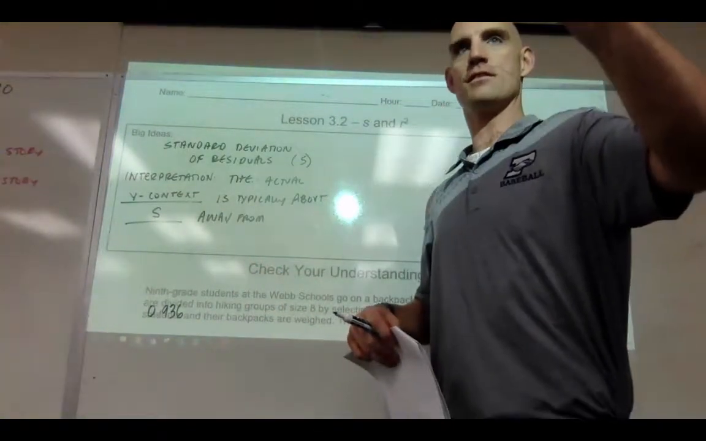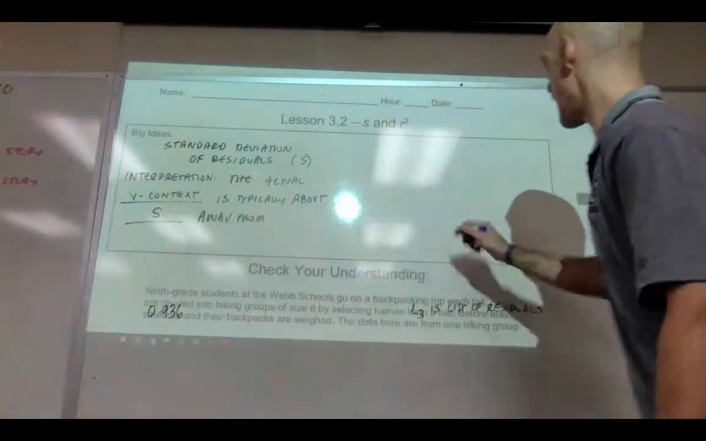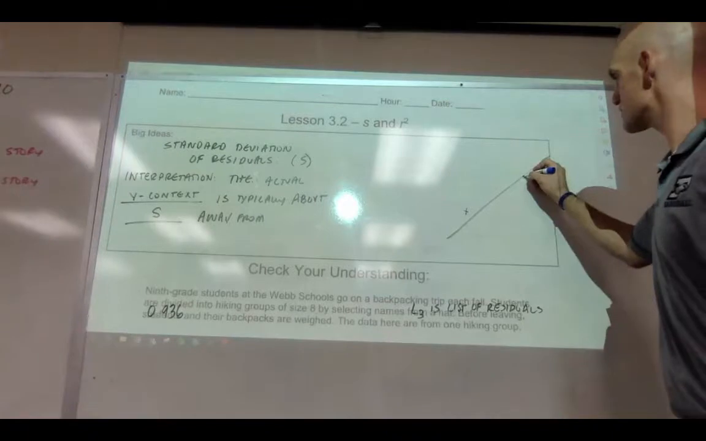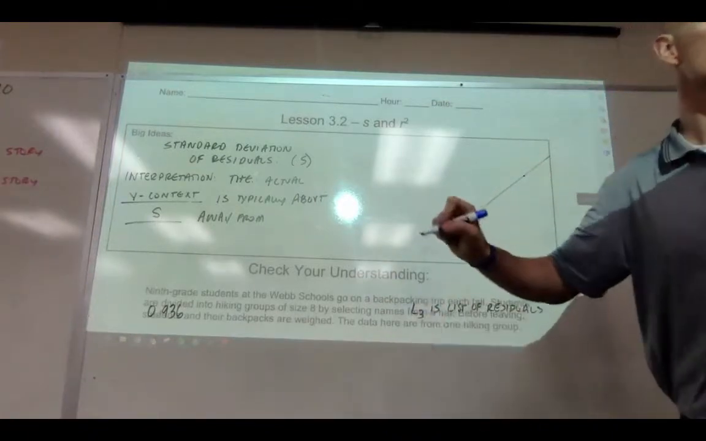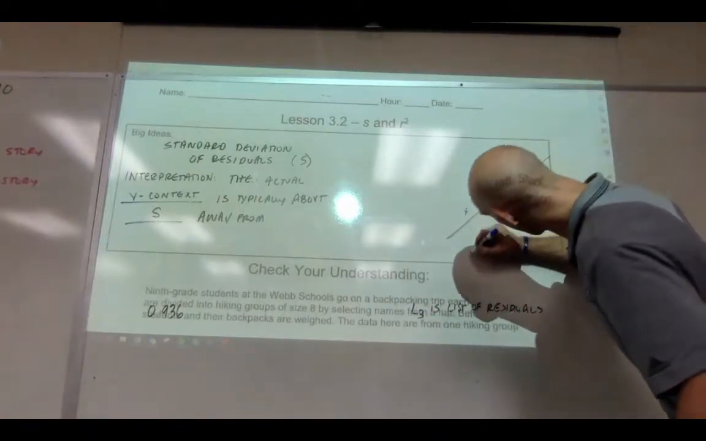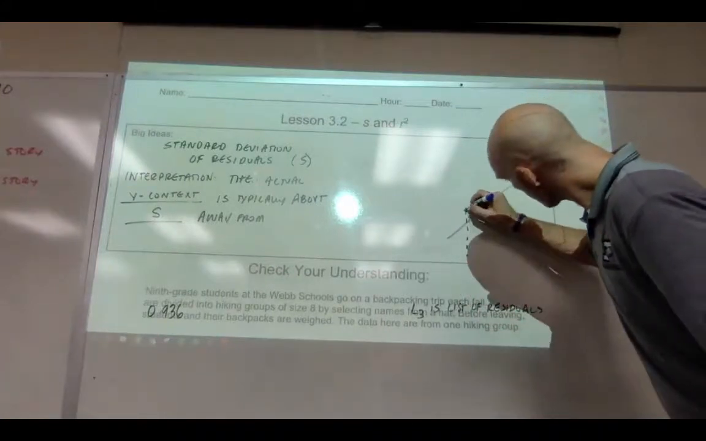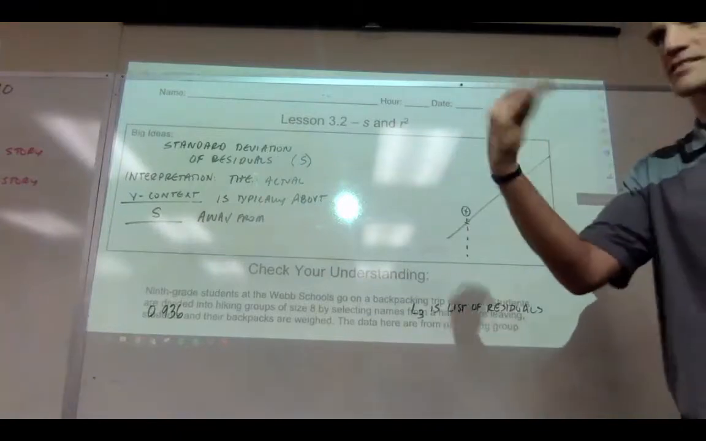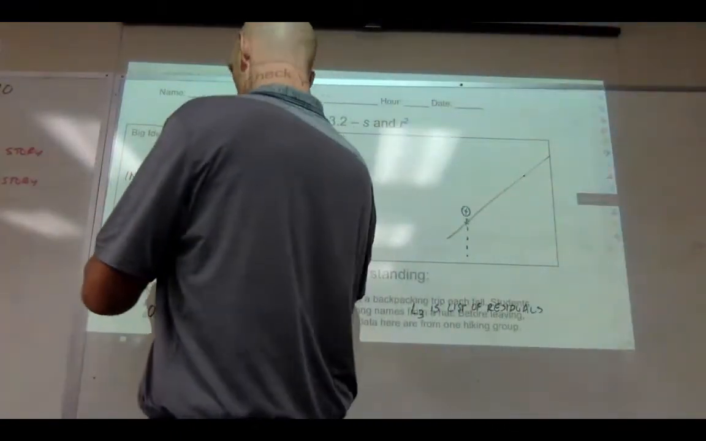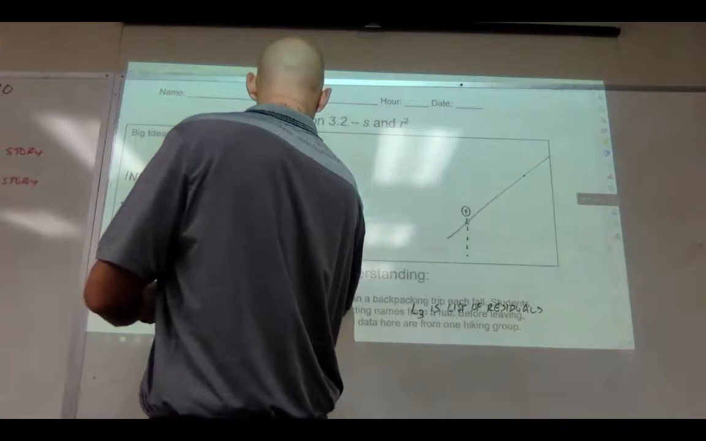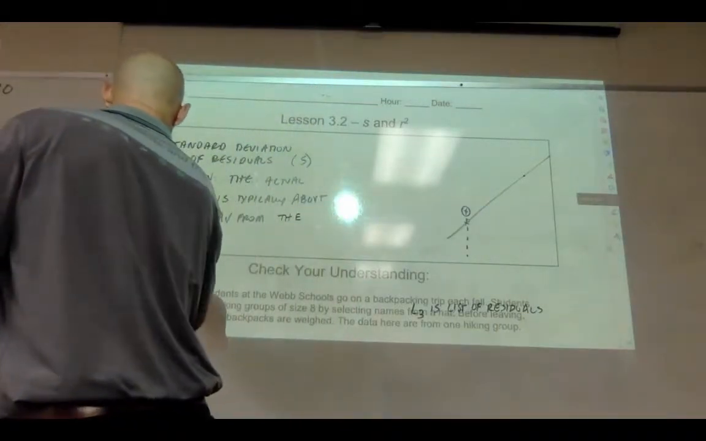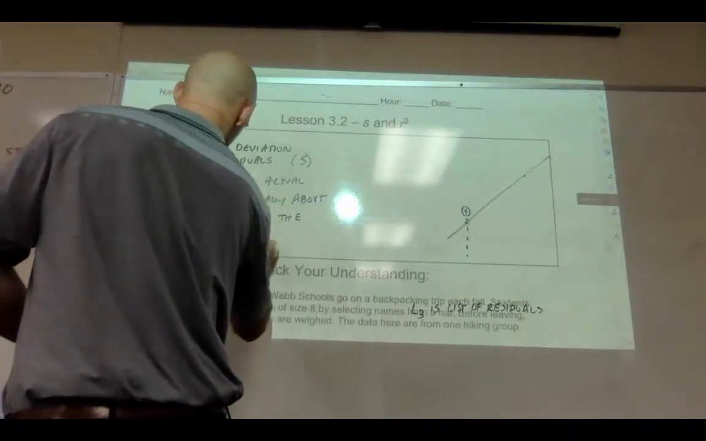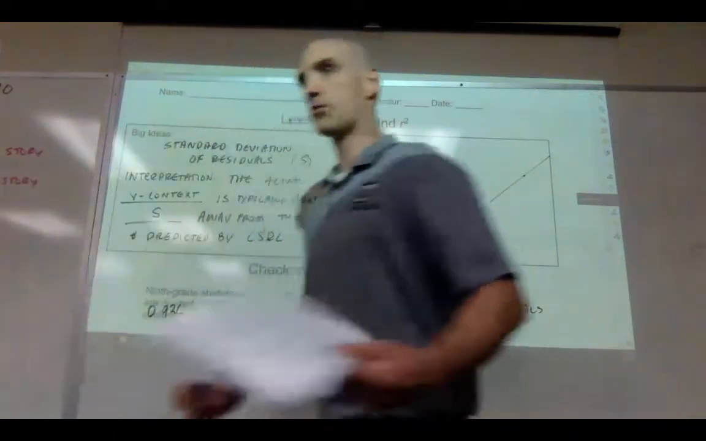Do you understand the difference there? Don't just say from the line, because the line is a bunch of points, right? If I've got this point and this is the predicted one, it's not the same distance from here as it is to here. What we're comparing using the standard deviation is how far it is from predicted to actual. So away from the number predicted by the least squares regression line.